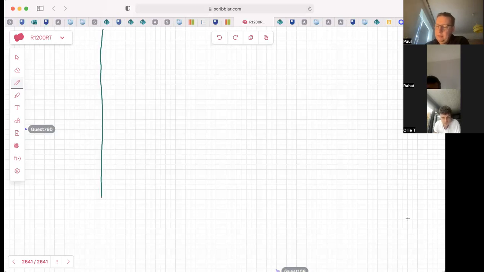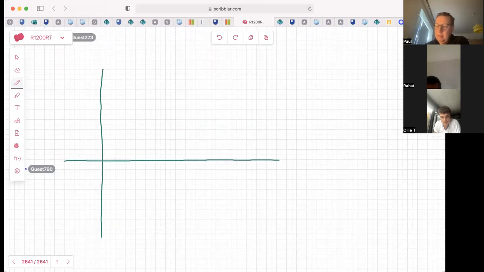My axes are green. The center is where? 5, 2. Okay. So that's there, 5, 2. And how big is the radius? Root 20.